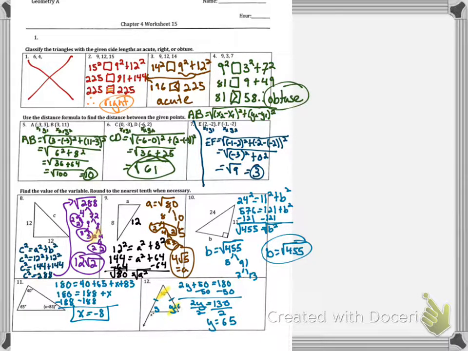So I see here that this y equals 65. So to find the value of x, x equals the two interior non-adjacent angles, which would be that 50 plus 65. So x equals 115 degrees.